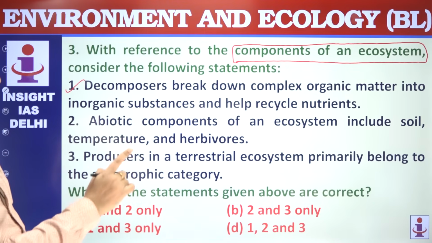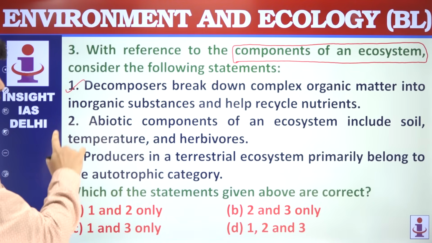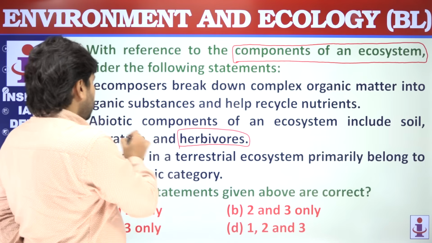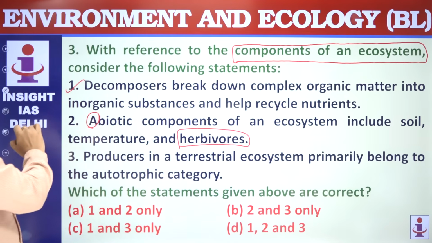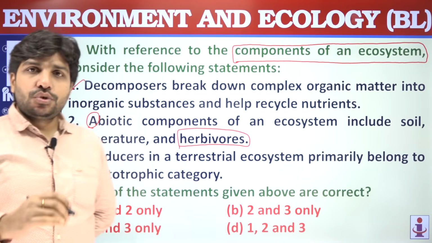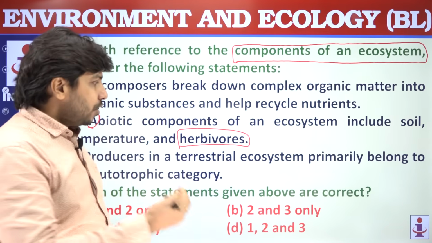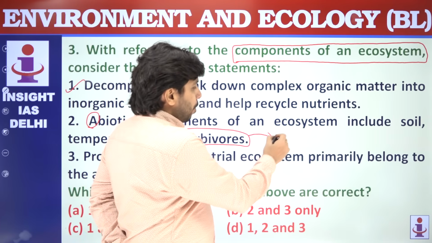Abiotic components of an ecosystem include soil, temperature and herbivores. Here it is written herbivores and here it is saying abiotic. Abiotic means which does not have life, but herbivores do have life. So herbivores are part of biotic.